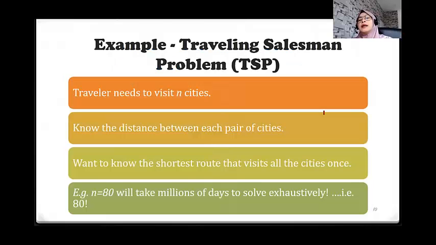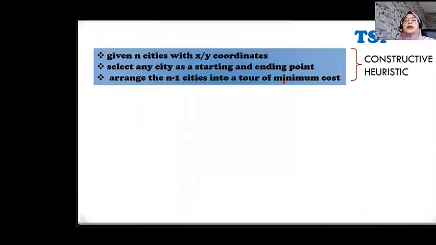For example, let's say a traveling salesman problem. A traveler needs to visit n cities. We know the distance between each pair of cities. We want to know the shortest road that visits all cities once. For example, if n equals 80, that means we have 80 cities, then it would take millions of days to solve it exhaustively. That is 80 factorial. So in TSP, given n cities with xy coordinates, select any city as the starting point and ending point, and arrange the n-1 cities into a tour of minimum cost. This one is called a constructive heuristic.